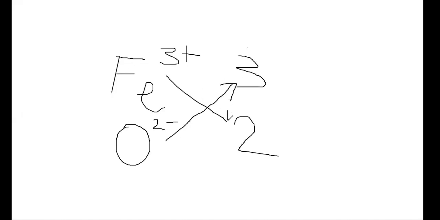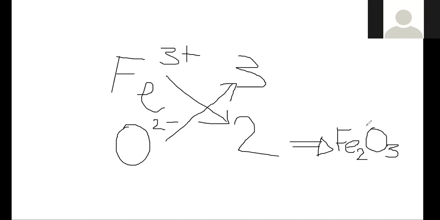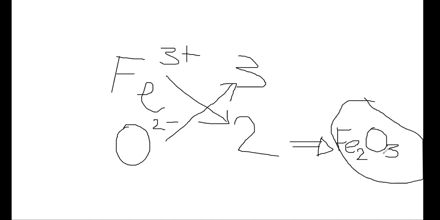You do your crisscross. So your formula is going to be Fe2 and you've got your O3. That's the formula for iron(III) oxide. That's how you do it. Can you see that? Are you clear here? Yeah. Okay, right. So this is your formula for iron(III) oxide.